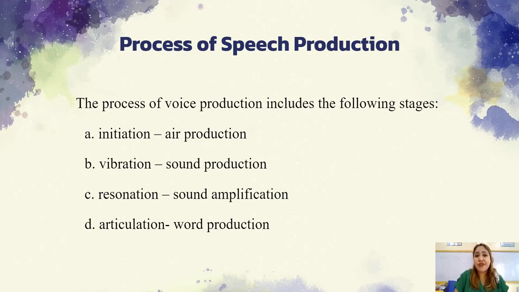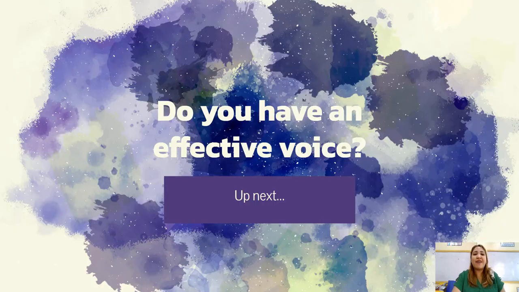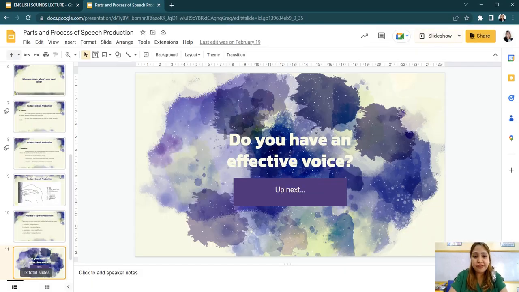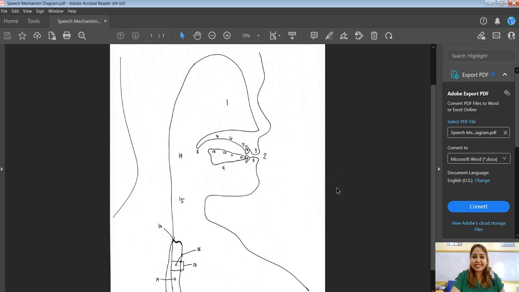So if you observe, when you talk about parts, it ends with ers, right? But when we talk about production, it ends with shon, alright? So take note of that. Initiation, vibration, resonation, and articulation. Okay, so now I'll be showing you a picture, and I will discuss the different parts of speech mechanism. So here it is. Okay, I'll be naming them, so you get your notes and you write them out.